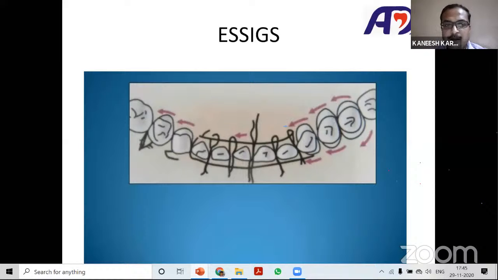The S6 wire: you place a wire 3 teeth away from the fracture line like this, buccal, lingual, buccal, lingual, buccal, lingual, and you pass the wires around the buccal lingual region of the fracture line. On the opposite side also you pass buccal lingual wires through 3 teeth, and then you secure that wire around the fracture line by passing interdental wires separately. This is S6.